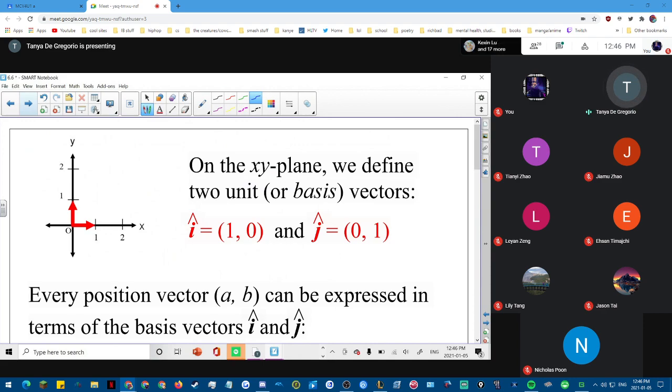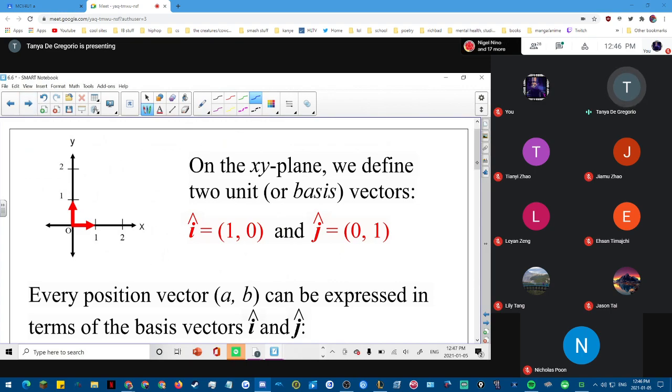On the xy plane, we define two unit or basis vectors, synonyms, okay, unit vectors or basis vectors, you could see both. i is (1, 0), so that's unit vector i, and if you notice, it runs along the x-axis. That's why it's (1, 0). j runs along the y-axis, and hence the components are (0, 1).